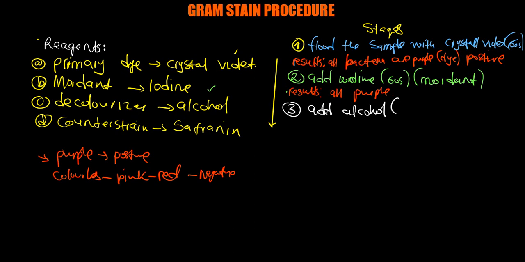Okay, this alcohol is called the decolorizer. We are using it to remove the colors, since they were all purple. Okay. So we'll do this for about 20 seconds. Alright. So what will be the results now? We go to the results. Once we do this, what will be the results?